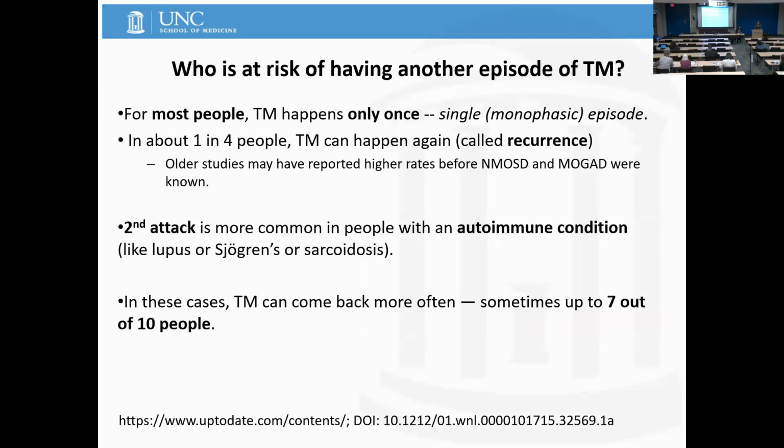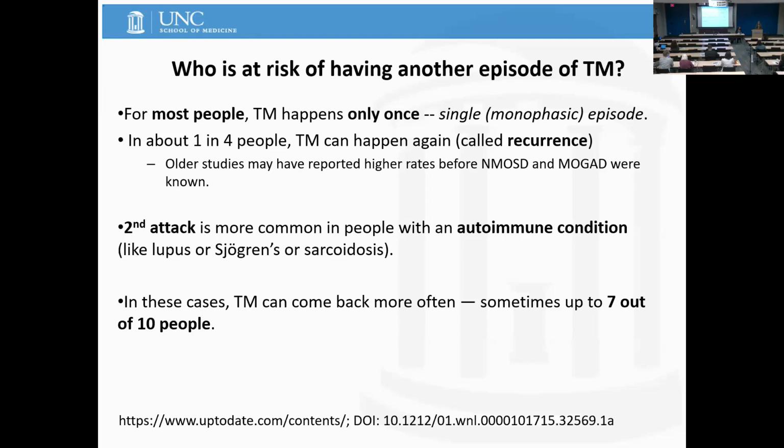So who's at risk of having another episode? For the most part, most people with TM luckily only have one episode. It's considered monophasic and it doesn't recur again. However, in about 1 in 4 people with TM, they can have recurrence, and they can have another attack of TM. Some of the older studies may have reported higher rates, but it was because they weren't really considering NMOSD or MOGAD at the time. So now we think that the recurrence rate is about 1 in 4.